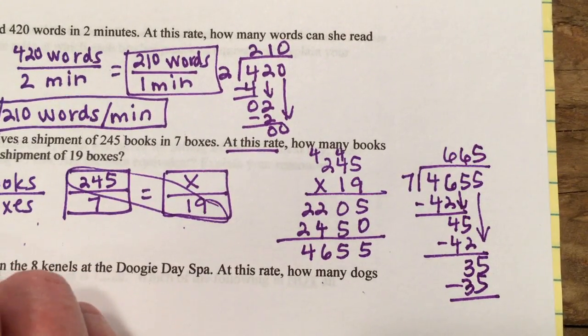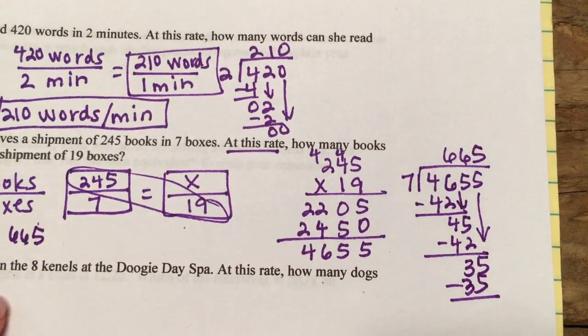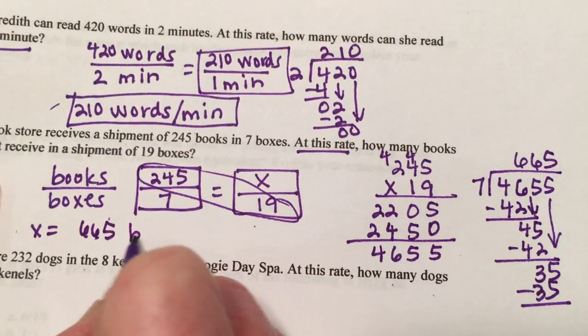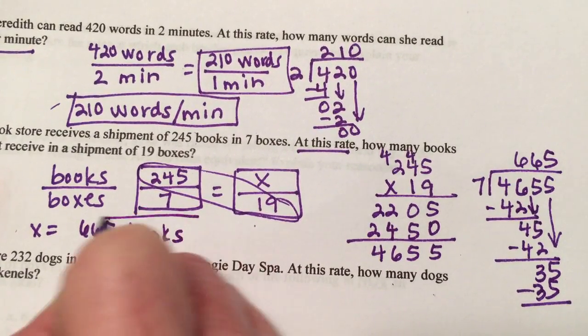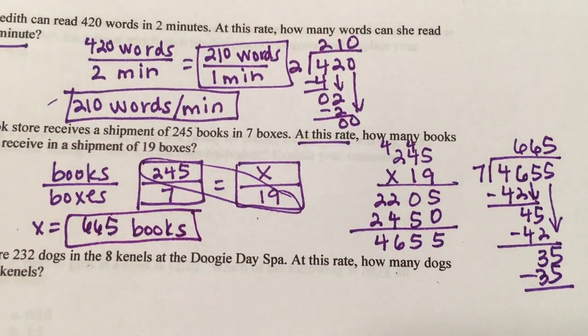All right, so this means that I have 665 what? Books in a shipment of 19 boxes.